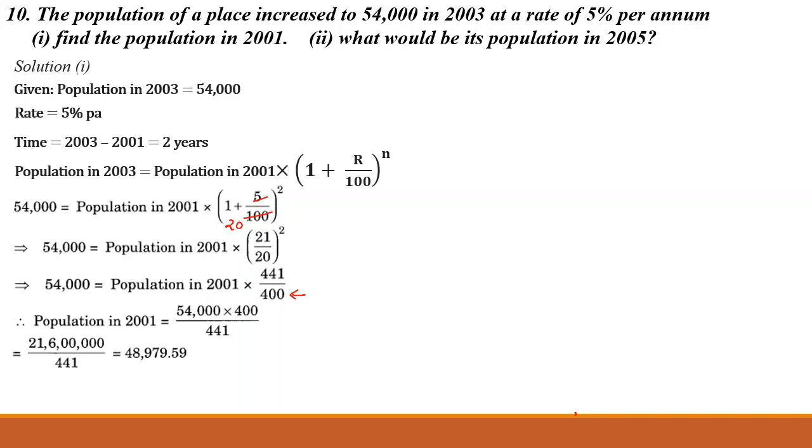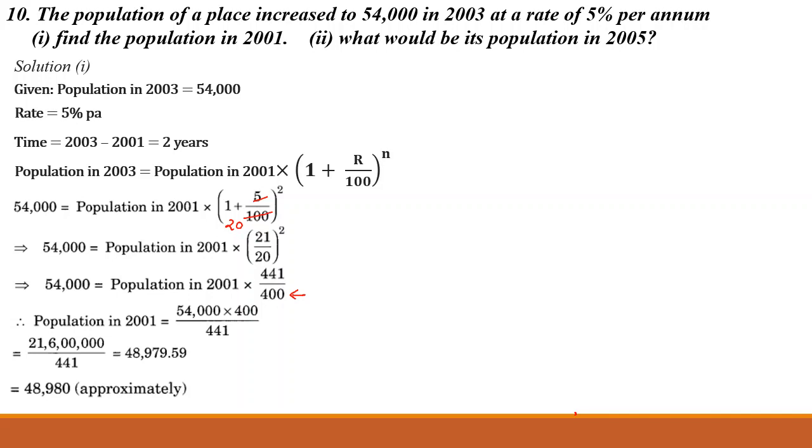If the number is greater than or equal to 5, we'll add 1 to the previous digit and round it off. So the population in 2001 will be approximately 48,979 after rounding off whatever we have got. So this is how we will simplify the first part.